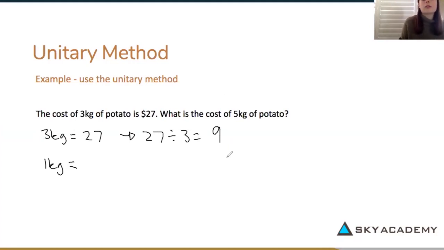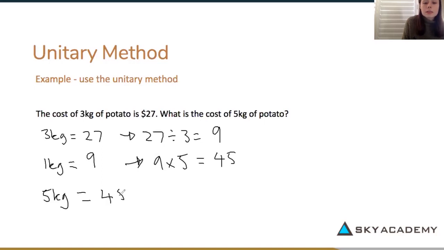So now I've got this, I'm going to change it to 5 kilograms. And to do that, I need to times this by 5. So if I times 1 kilogram by 5, I need to times the cost by 5. So 9 times 5 equals 45. So 5 kilograms is going to cost $45. So I just took the 3 kilograms of $27 down to 1 kilogram and then times that by 5 to figure out how much 5 kilograms would cost. And now let's have a look at one more example.